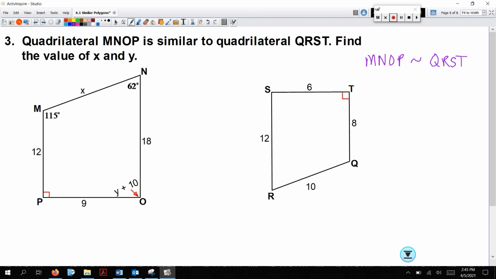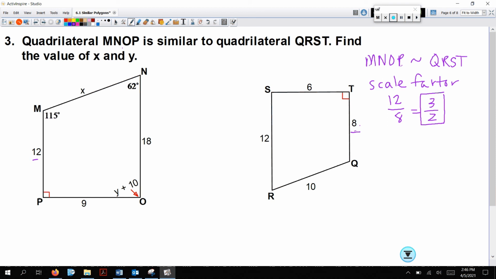So I see MP is given, MP is the same as QT, QT is given. So these two sides correspond to each other. Since quadrilateral MNOP was named first, the 12 is going to be my numerator. So this is the scale factor. MP corresponds to QT, which is 8, so 12 over 8, and we reduce, 12 over 8 divided by 4, and I get 3 over 2. That is the scale factor.